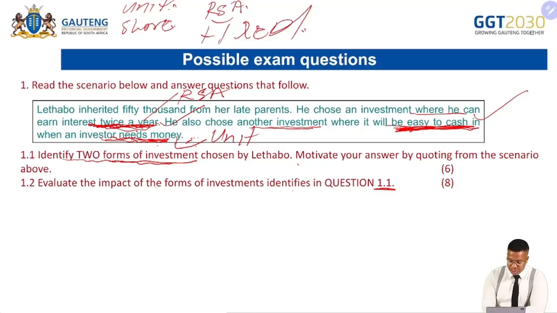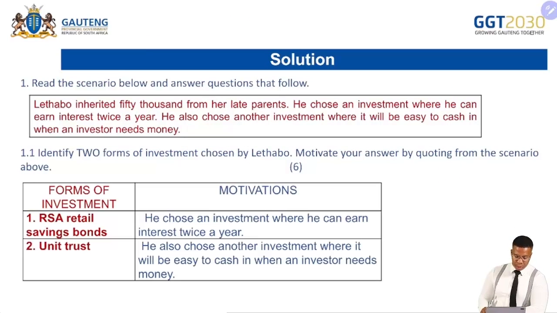So when we are expected to evaluate the impact, you cannot repeat easy to cash in. You cannot repeat interest is earned twice a year, because that would be considered repetition. So please be careful, especially when you're looking into section B. If you have already got marks from a particular aspect or from a particular scenario, just know that you should be careful when it comes to the follow-on question. Then let's see the solutions. RSA retail savings bond, 2 marks and 1 mark for the motivation. Unit trust, 2 marks and 1 mark for the motivation, which becomes 6.